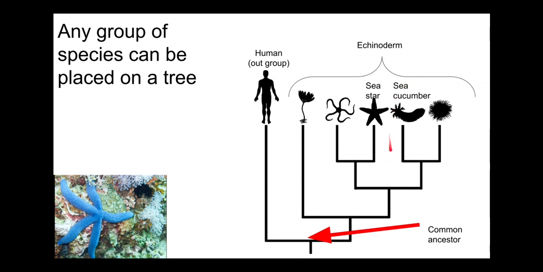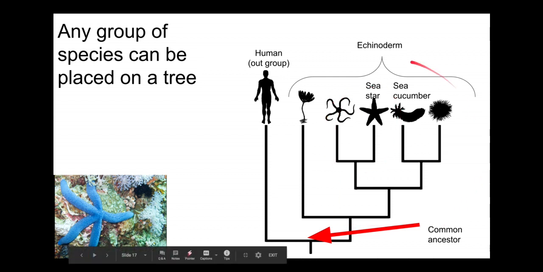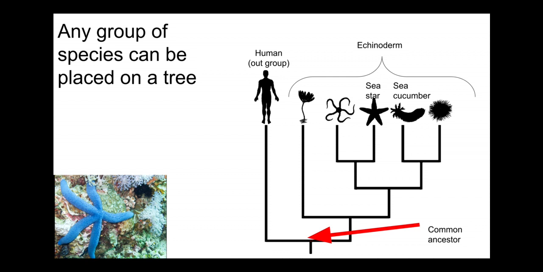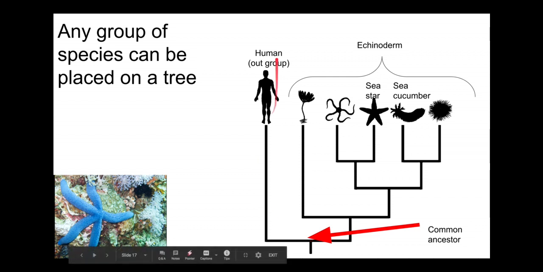So sea urchins and sea cucumbers are in a clade. They are sister groups. Sea stars and this other, I think it's brittle stars, are related to each other. And they're all part of a larger clade of echinoderms. And then somewhere deep in the past, they share a common ancestor with humans and all animals. In this case, we're just including humans as an outgroup, as a comparison group.